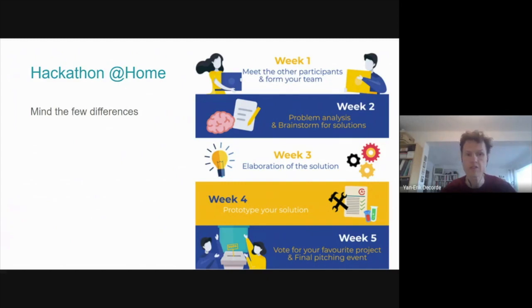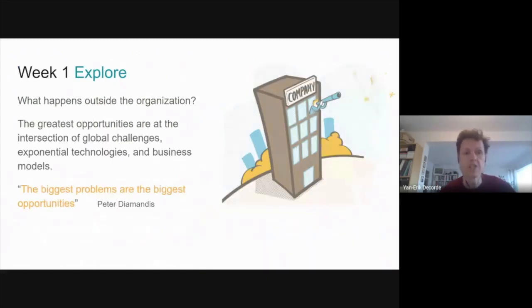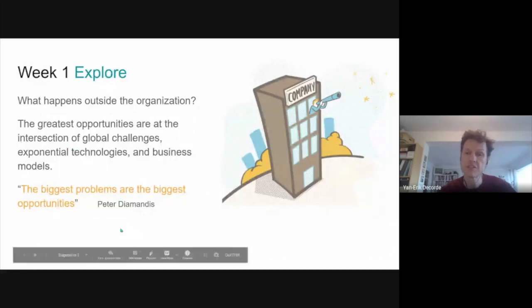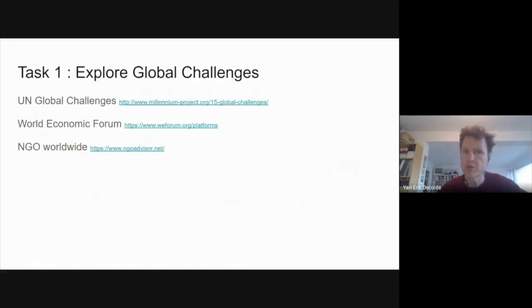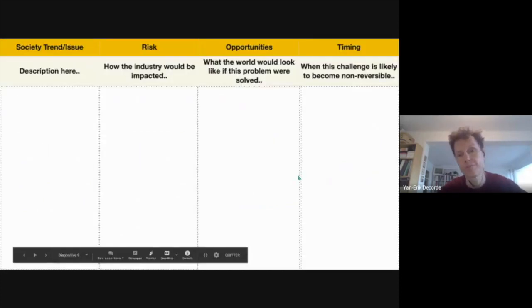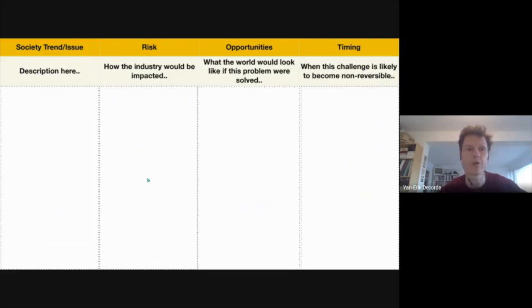The first part is exploration. The biggest problems are the biggest opportunities. We are facing a massive, massive problem with 3 billion people under lockdown, and this will change forever the way we work, the way we socialize, and the way we organize. My first proposition would be to explore global challenges, to know what the problem is like. You've got some special boards that you can fill in. You can copy and paste the slide to have more than this.